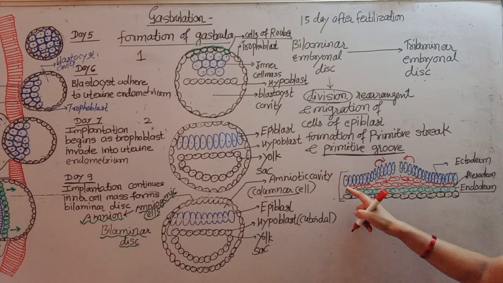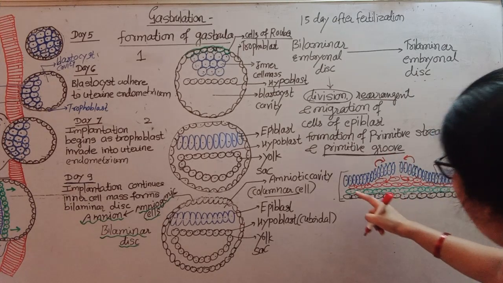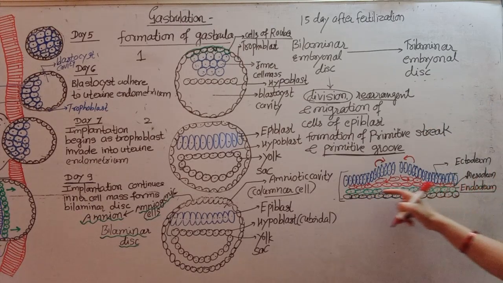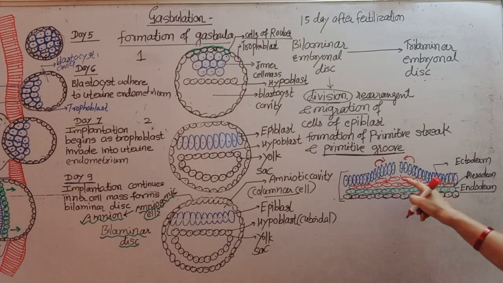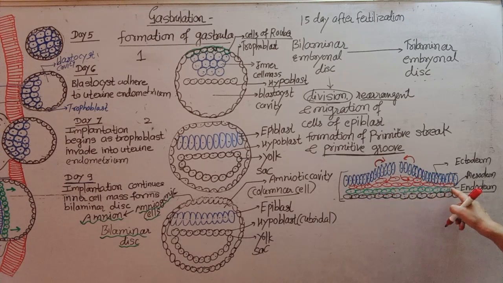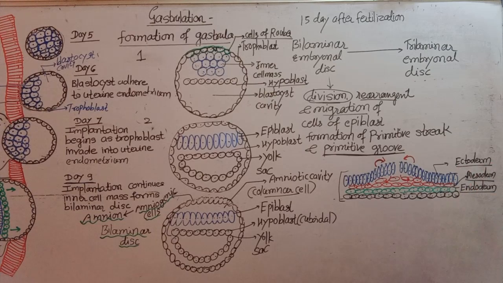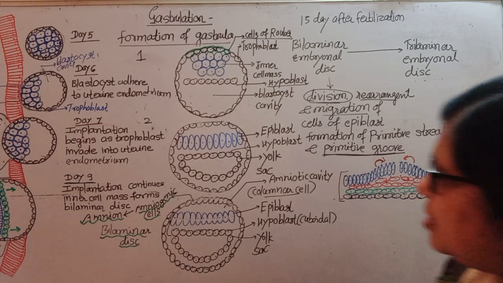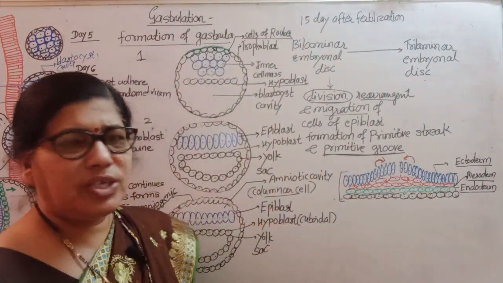They migrate and arrange above the hypoblast, and they push the hypoblast cells and form a new layer, that is endoderm. So endoderm is the first germ layer which is formed. Then again cells divide from the epiblast and arrange between endoderm and epiblast, and this second layer is mesoderm, and then from the epiblast ectoderm is formed. So in this way bilaminar embryonal disc transforms into trilaminar embryonal disc, and the process of gastrulation is completed.